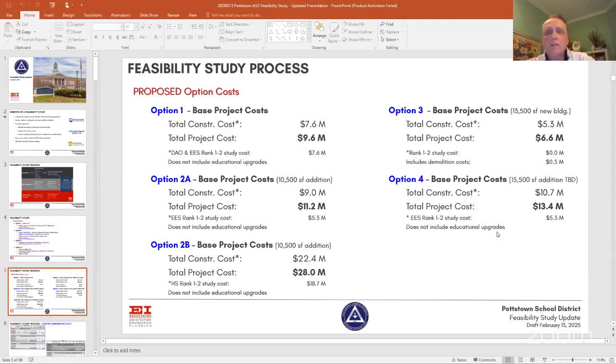Option number 4, again, is similar to option 2A. It's demolishing or moving on from the district administration office and moving those functions over to Edgewood, but it's also adding an additional 5,000 square feet. So naturally the cost would go up a little bit. The total construction cost would be $10.7 million, also addressing about $5.3 million worth of rank 1 and 2 deficiencies at Edgewood.